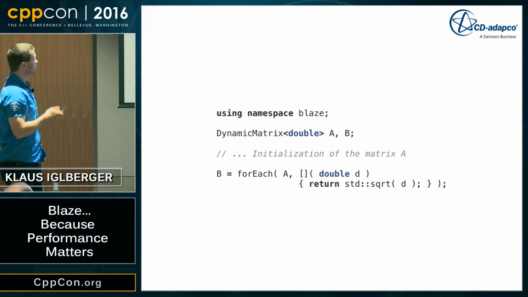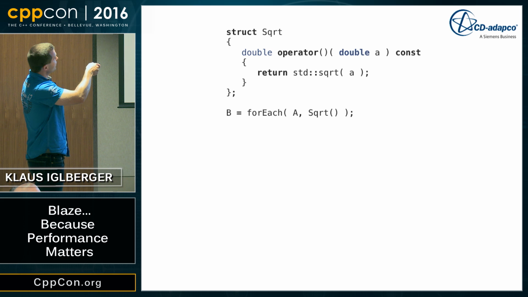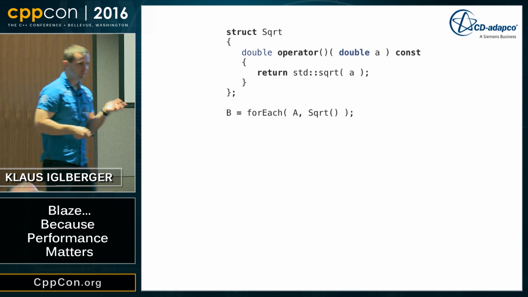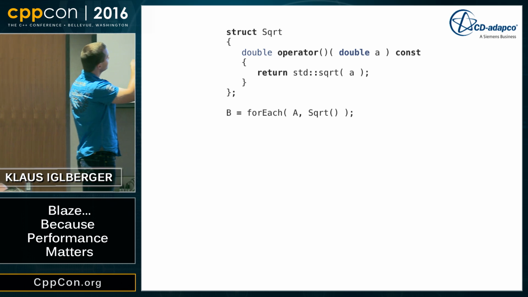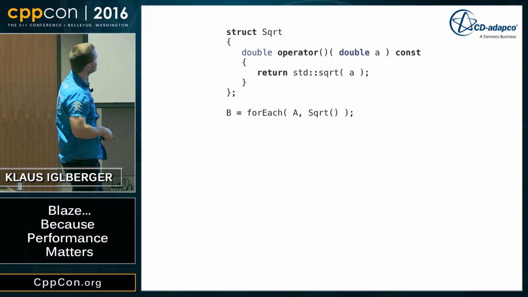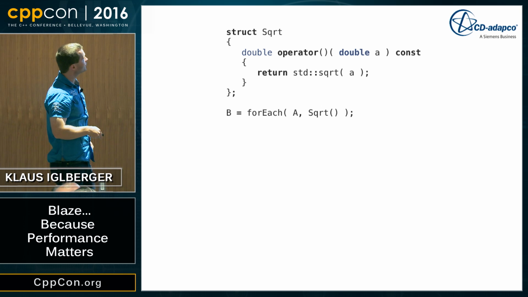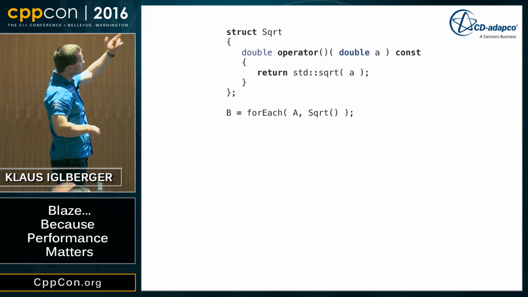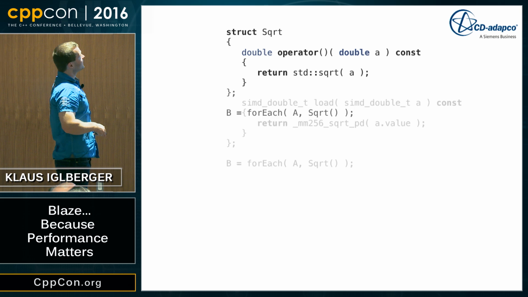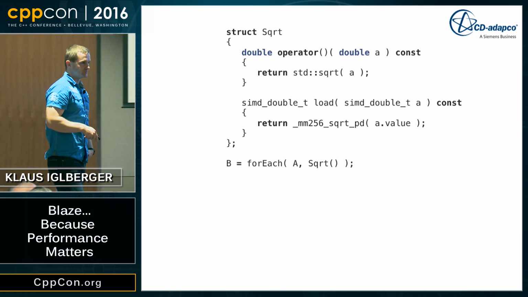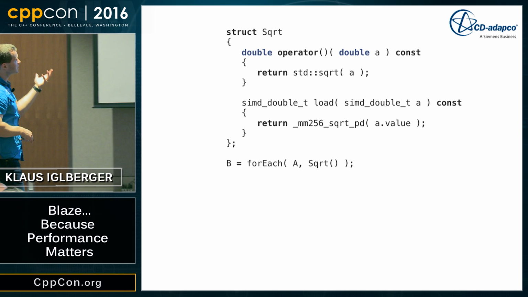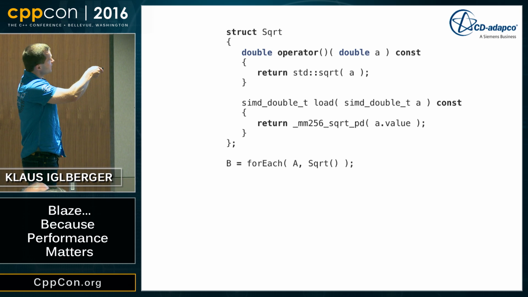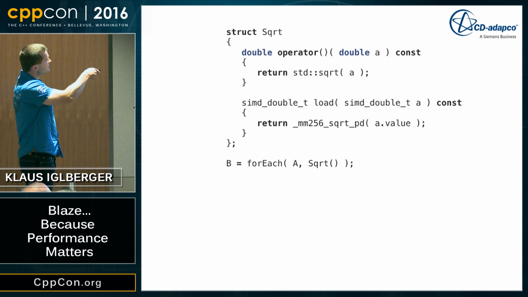Well, it's just a little more complicated. Instead of passing a lambda, which is just one function, we have to create a functor. We do exactly the same as the lambda does for us, so a little more boilerplate code. We write a function call operator, which returns a square root. We can now add a function called load. This load function is triggered whenever I can actually vectorize this expression. So it is passed a SIMD type.